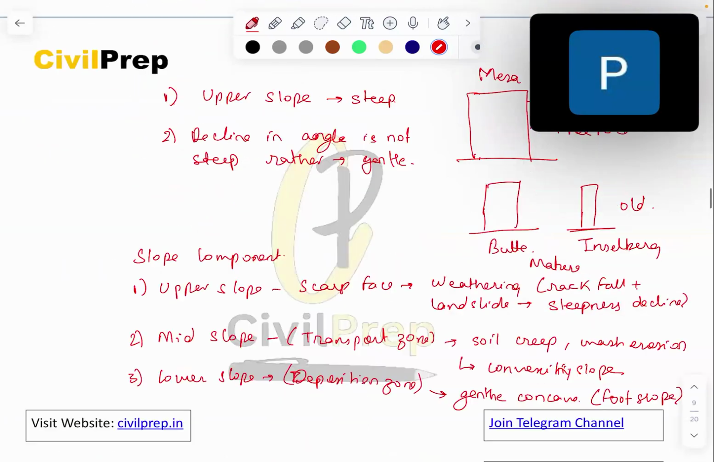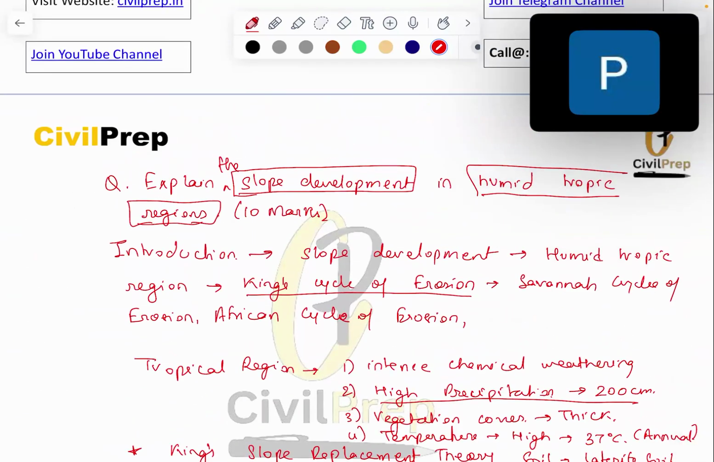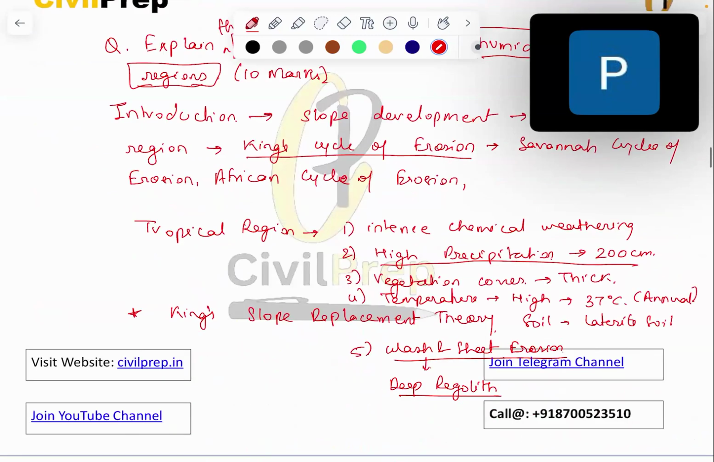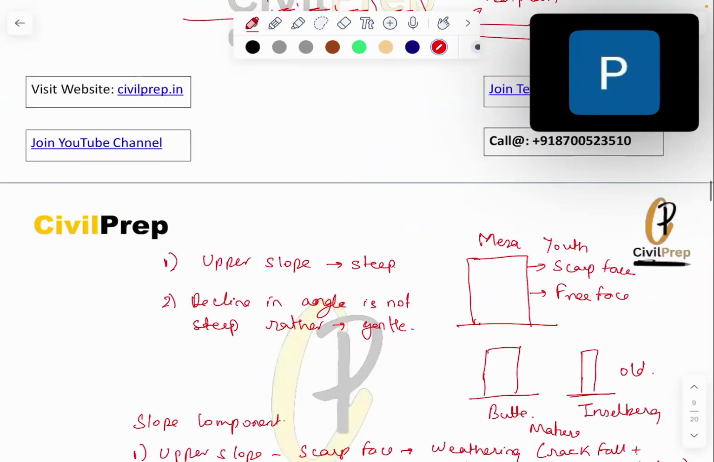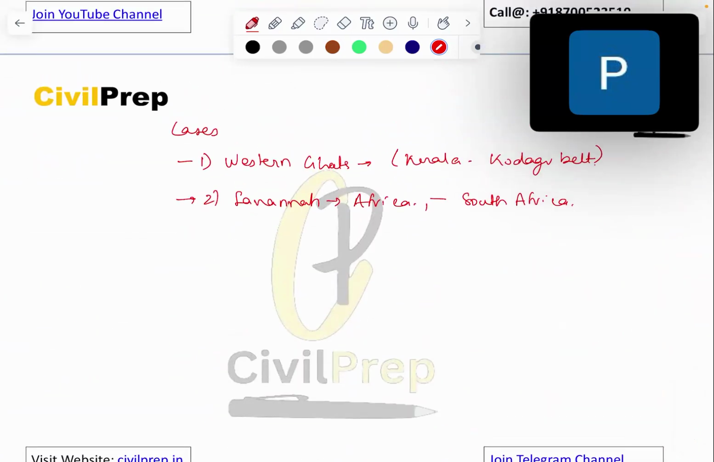Now, what is the question saying? We will just go through it again. Explain the slope development in humid tropic regions. So we have covered how the slope will be developed, along with cases in different regions of the world. Now we will be concluding this part, as this question stands for 10 marks.